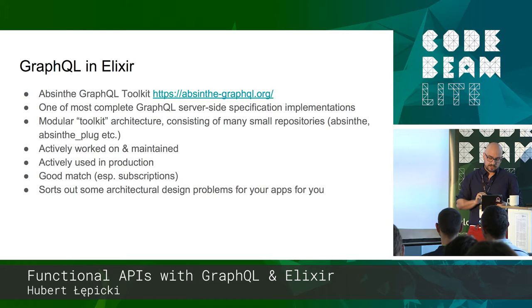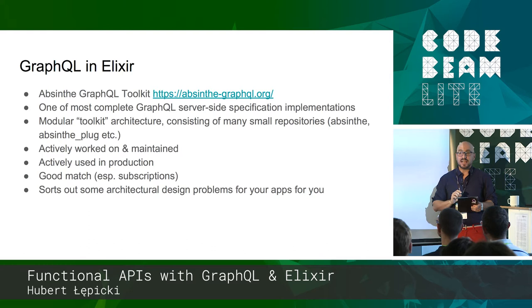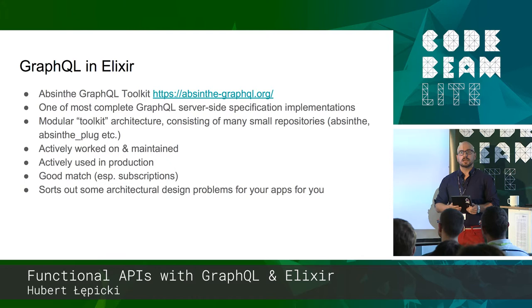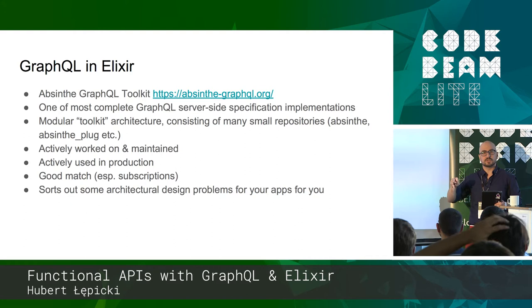All right. So when you're thinking about GraphQL in Elixir, you're usually thinking about the server-side implementation called Absinthe. And Absinthe is one of the most complete implementations of the server side of GraphQL out there. So it's on par probably with something that's top in JavaScript or in Ruby. It's architected as a modular toolkit. It has a very tiny core that you can sit down and read probably in like 2 hours and understand most of it. And then there are additional packages. So we have Absinthe that just parses and executes the queries, and then we have Absinthe Plug, that's an adapter for Plug, Absinthe Phoenix, et cetera, et cetera.